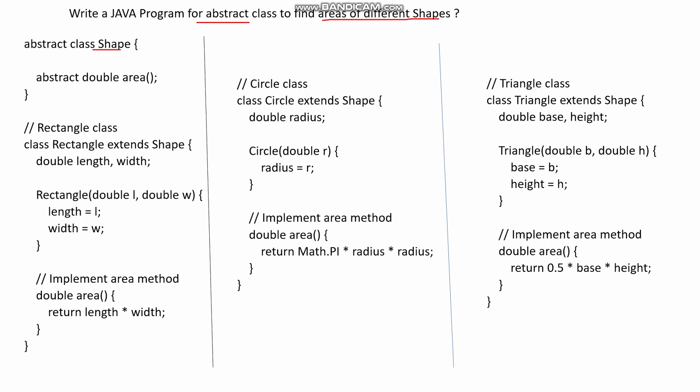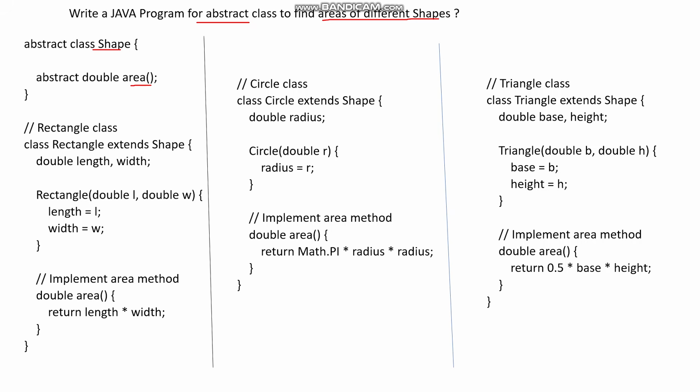The method name is double area. This abstract class contains a method, double area. Here there is no implementation, and this is the abstract method. The abstract class Shape contains only one method, that is an abstract method, and it does not have any implementation.